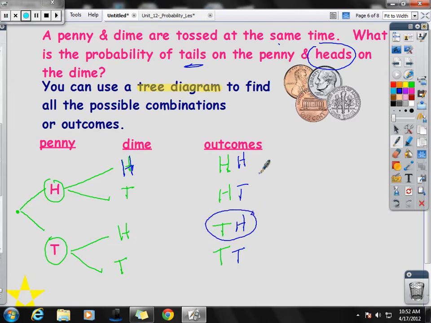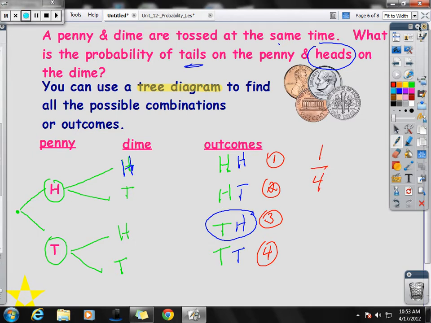Well, if there are 1, 2, 3, 4 possible outcomes, it is a 1 in 4 chance. 1 in 4 probability of landing on that combination.